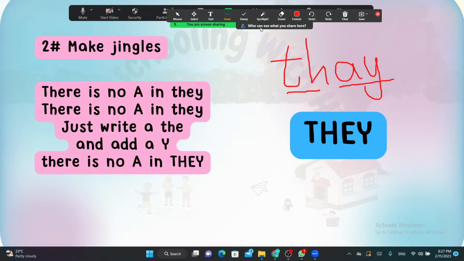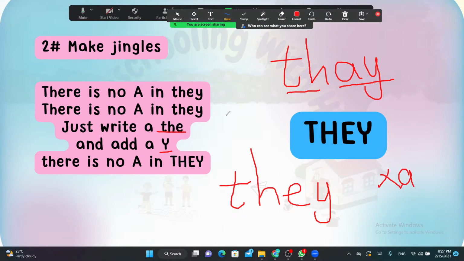So, how can you teach children this? There is no A in they. Just write a the and add a Y. There is no A in they. Right? So you can make jingles like this.